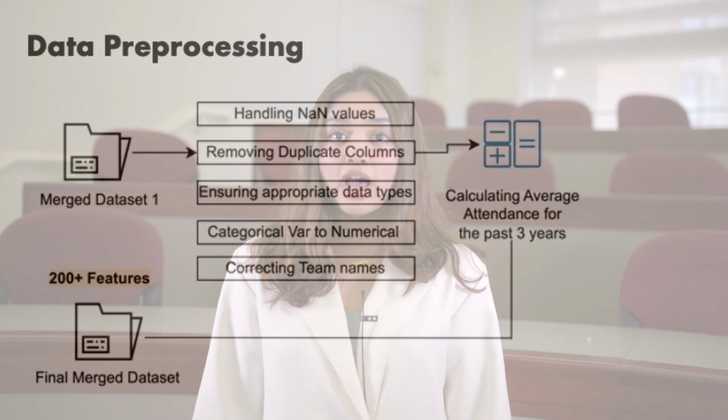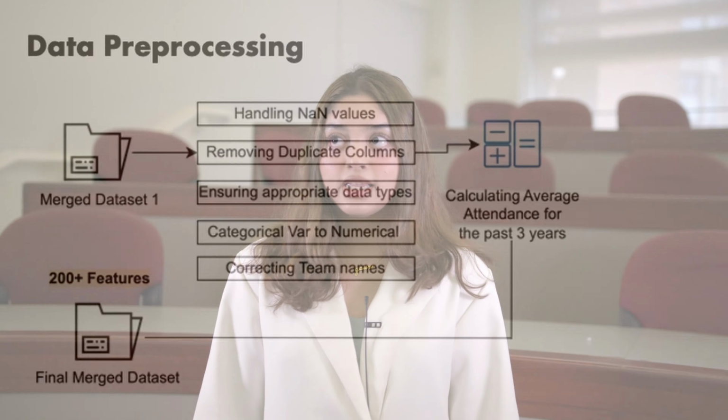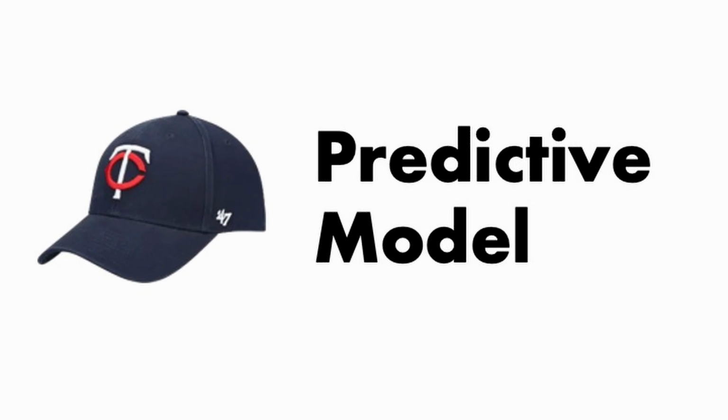Moving on, we're going to now talk about the data preprocessing. With our new 160 features, we cleaned things up: we handled the NaN values, changed the categorical variables to numerical variables, and corrected team names. After the final preprocessing, we also calculated the average attendance for the past 3 years, and our final data set had 200 plus features.